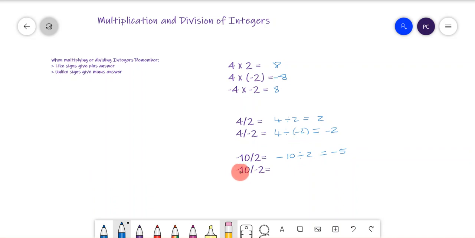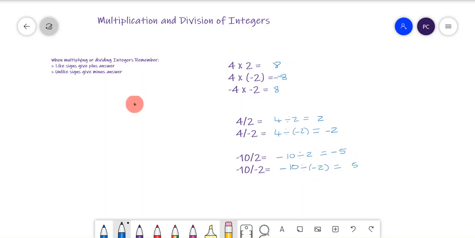And then if we take this one here, this is negative 10 divided by negative 2. Again, we could write it like this, negative 10 divided by negative 2. That's going to be equal to 5. Because the signs are the same, this is negative and this is negative, your answer is going to be plus. Like signs give a plus answer. So this sign here is like this sign here, therefore the answer is positive or plus.